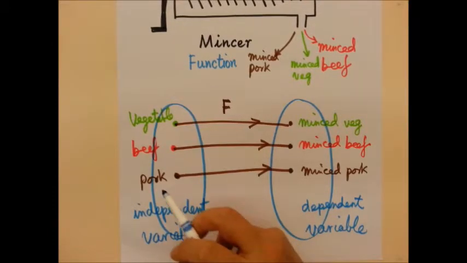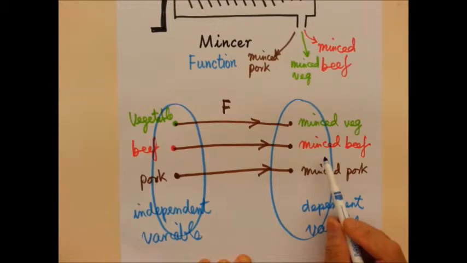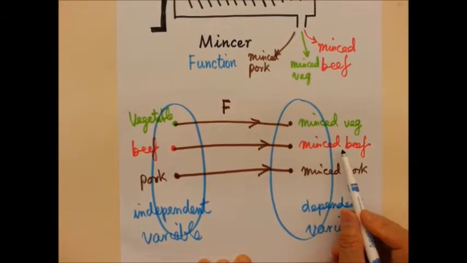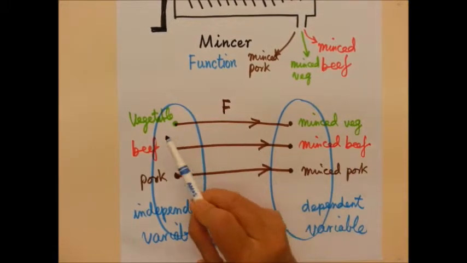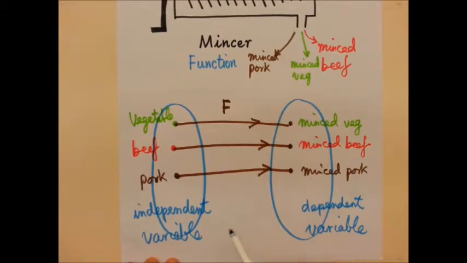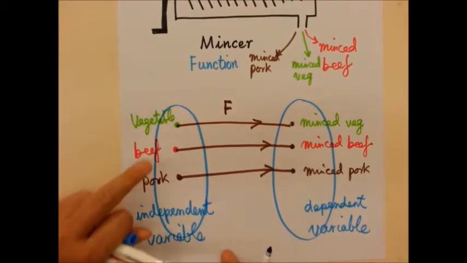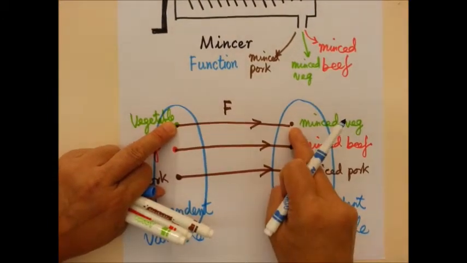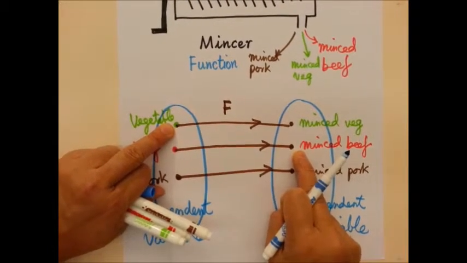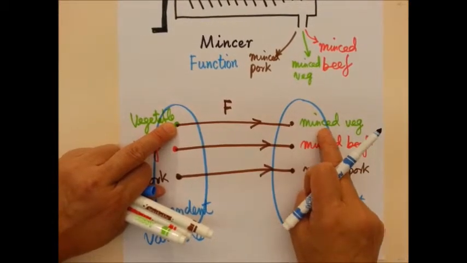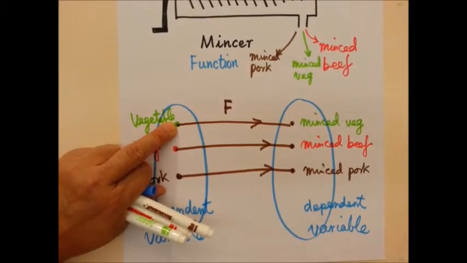Because when you put the beef, that means the beef will come out. It depends on the beef, right? That means that minced vegetable depends on the vegetable, and so on and so forth. So this is an independent variable, the dependent variable. And here's the machine. Can you say that when you put the vegetable inside, it will come out as minced vegetable and minced beef? Can it be? No. When you put vegetable inside, only the minced vegetable will come out. Only one product will come out.